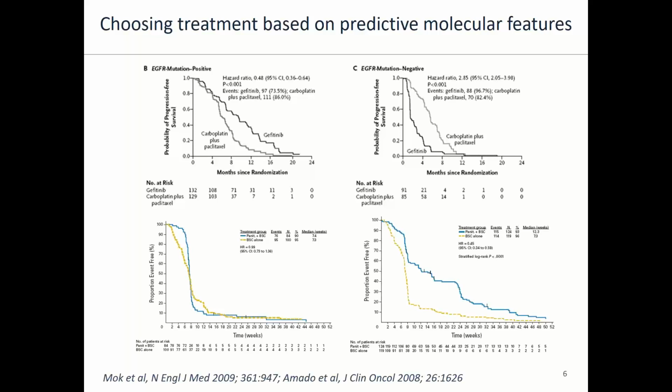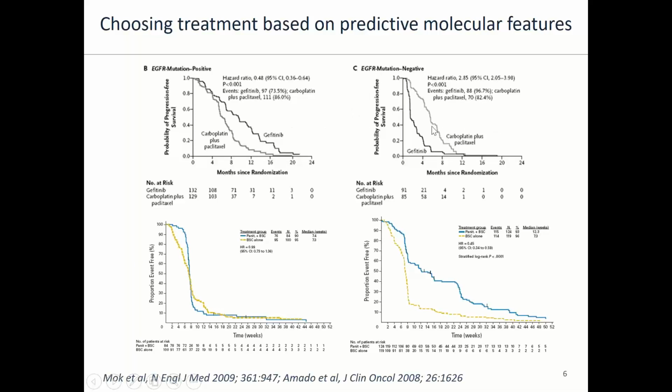And then the third way is to choose treatment based on what we might call predictive molecular features. And there are two typical examples here. On top, it's non-small cell lung cancer, EGFR activating mutations, and in the bottom, it's colorectal cancer, KRAS mutations. So we know that activating EGFR mutations are predictive of benefit from TKI inhibitors such as gefitinib. So if you have a patient with the presence of the mutation, gefitinib is better than chemotherapy. Conversely, if you have someone who does not have the mutation, chemotherapy is better.